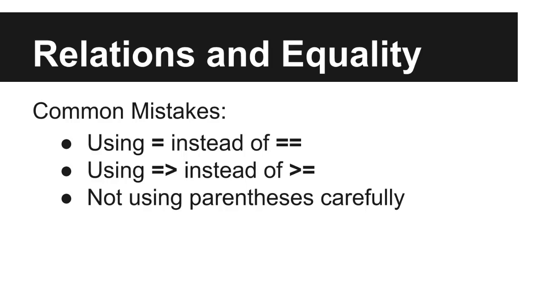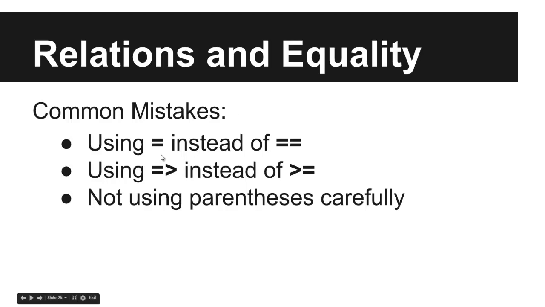Before we go too much farther in talking about the relational and equality operators, I want to point out three common mistakes that you might see. The first one is by far the most common, that is to say using a single equal sign instead of a double equal sign to compare things.